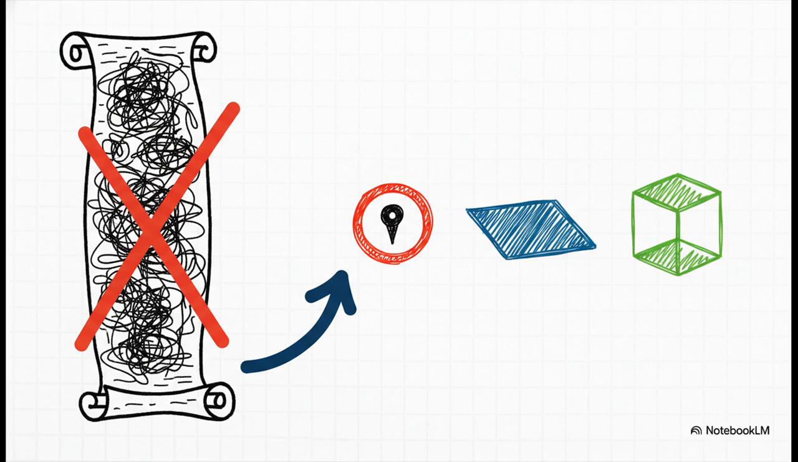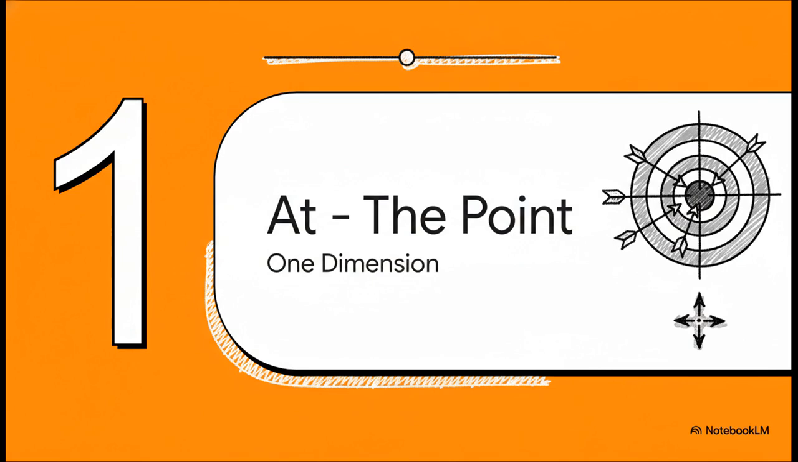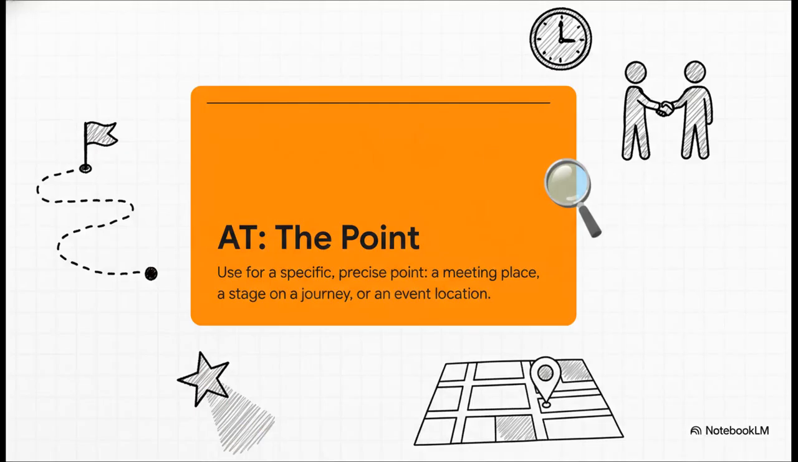Today, we're going to build a simple model based on dimensions. It's going to give you a ton more confidence. Let's get started. Okay, first up, section 1. We're starting with at. I want you to think about at as representing a single dimension, a point. So when you use at, you're zeroing in on a very specific point. It could be a point on a journey, a specific place to meet, or the location of an event. A great way to think about it is like dropping a pin on a digital map. That exact spot. That's at.